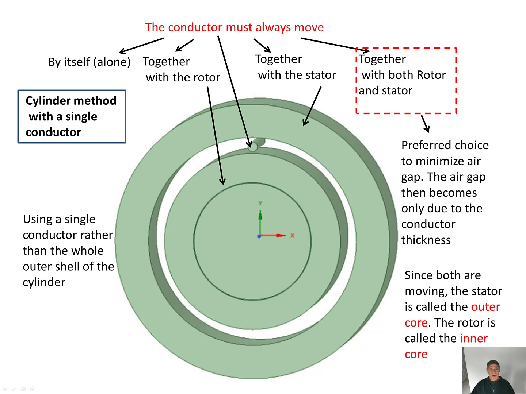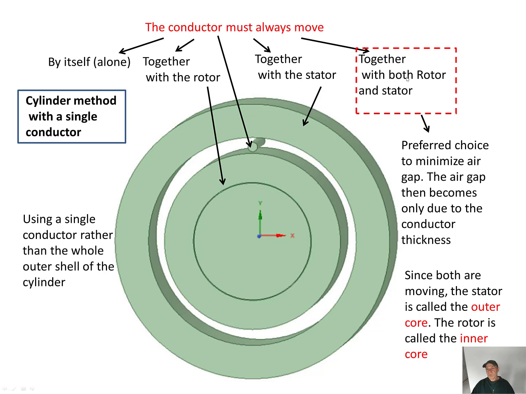You have a magnetic field going from inside inner core rotor to the outside, the outer core, which is sometimes called the stator. And the key point to remember is the conductor must always move. Whether you want to move by itself, or together with the rotor, or together with the stator, or together with both the rotor and stator.